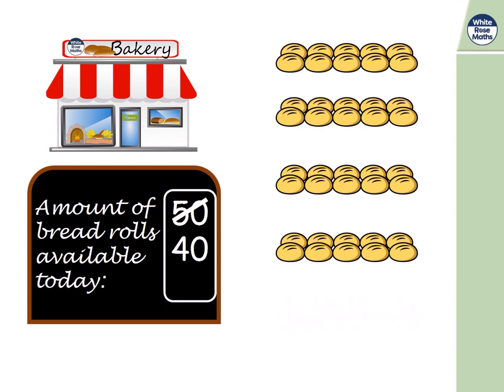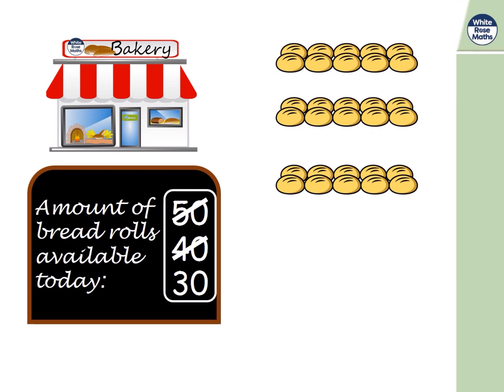Some people are coming. Somebody's bought 10 bread rolls. So now he only has 40 bread rolls available to buy. How many will he have if somebody buys another 10? He had 50, and then 10 were sold, so he had 40. And if another 10 is sold, he'll have 30. That's right. 50, 40, 30.